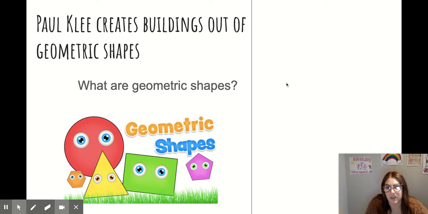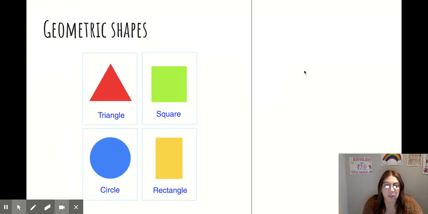So Paul Klee creates buildings out of geometric shapes. Geometric shapes are the shapes that you've been learning about since kindergarten, even pre-K, maybe even before that. They're the shapes that are kind of our perfect shapes. They have names, we recognize them, we all can agree on what they're called, like triangles, squares, circles, rectangles. Maybe you can think of more. Ovals, diamonds, hearts, stars, trapezoids, pentagons, even more.